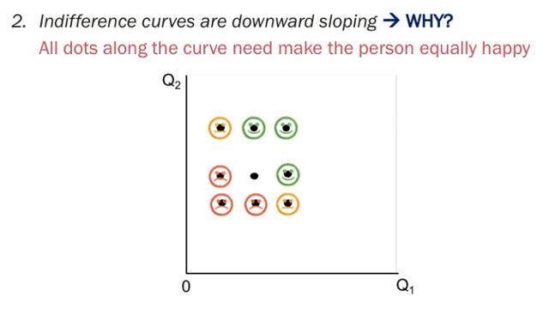Again, indifference curves have to only contain dots or combinations that people are indifferent between. So if the only plausible position of dots that a person might be indifferent between are those that are off to the diagonals, then that means the indifference curve has to slope down.